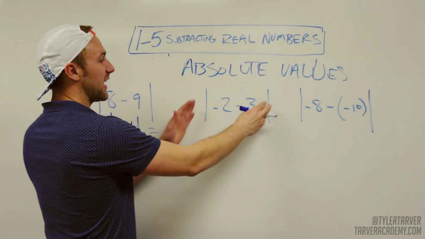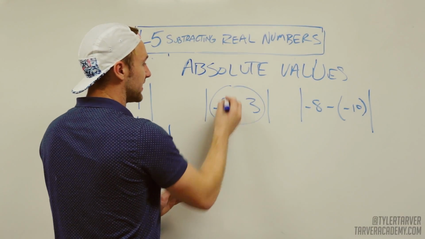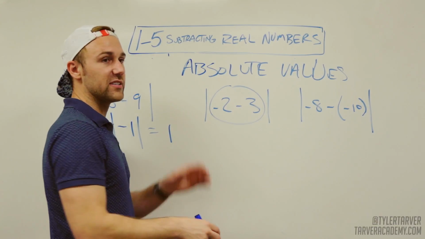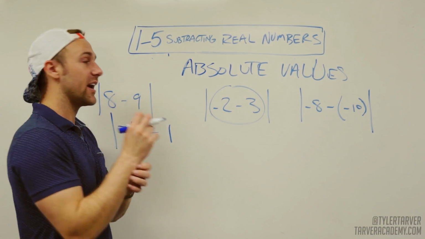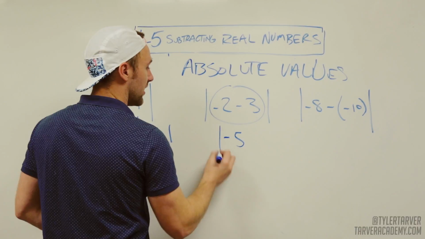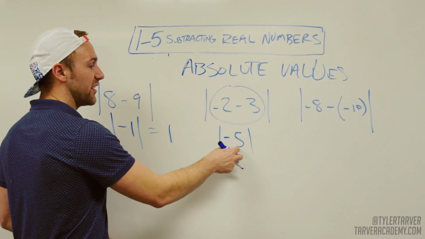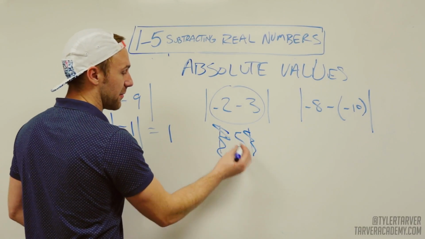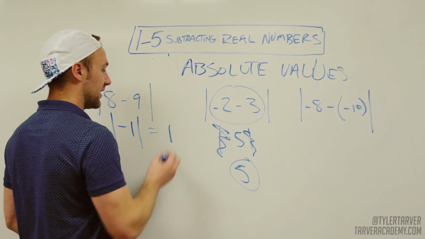Okay, so let's do this one. Again, they work like parentheses, so we're just going to work this first. Negative 2 minus 3 means I've got negative 2, and I'm going to make it a bigger negative, so it's negative 5. Absolute values are there. They're going to destroy that negative, and in the process destroy themselves. We have a positive 5.